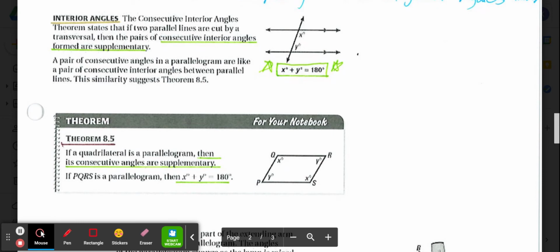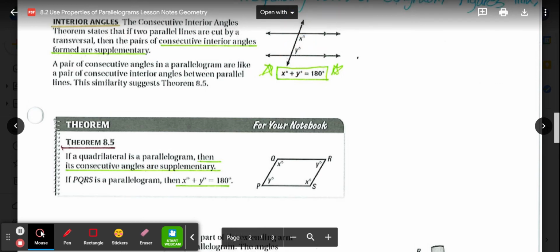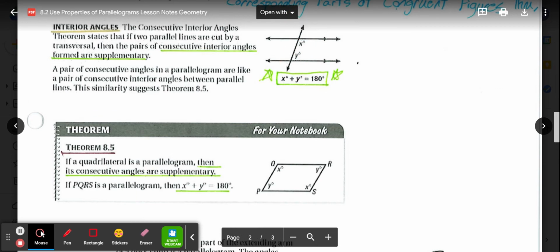Then, refresher on that idea of interior angles. Interior angles are the ones that would be in between two parallel lines if we cut it by a transversal. Then, consecutive interior angles, if we're following a transversal, they are on the same side. So X and Y here are consecutive interior.